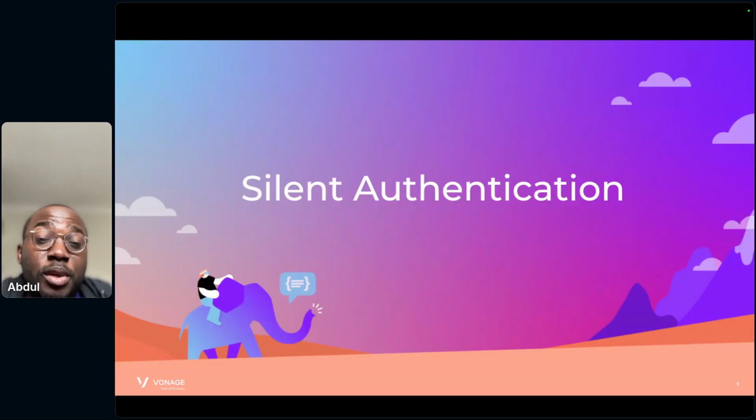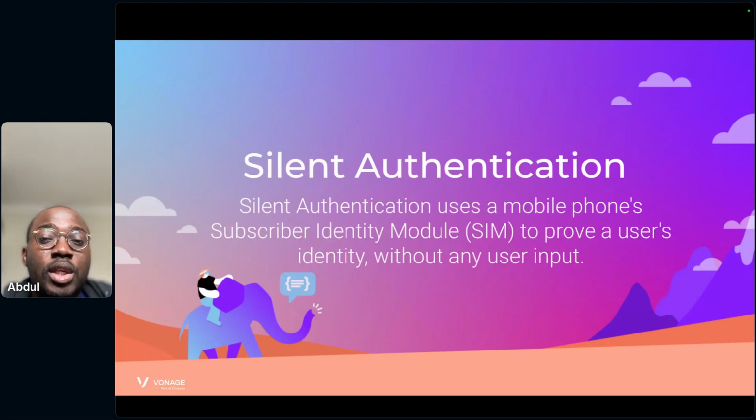Next up in terms that we need to define is silent authentication. You may be asking how silent authentication differs from OTP, which is sending the short code over a channel. Silent authentication uses a mobile phone's subscriber identity module, or SIM card, as you might have heard it called, to prove a user's identity without any user input. The big shift here is that you're doing this without any user input, and it allows you to create a more frictionless experience, versus having the user close your app and go to a browser or receive a phone call and input a number, for example.